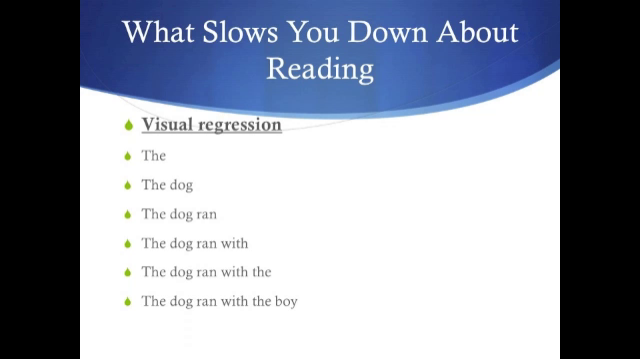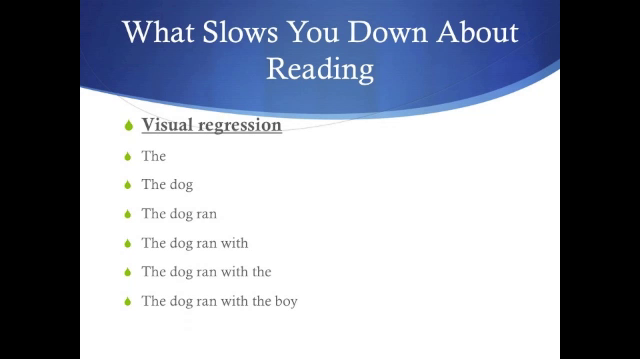If you don't, trust me, your eye is going to bounce all over the page and it's going to read the sentence, the dog ran with the boy. It's going to read that, the dog ran with, the dog ran with the boy, and it's going to slow you down. It's called visual regression. The biggest key to speed reading is keeping your eye moving in a fluid motion, keeping it moving in a fluid pattern. So you just see the sentence and then you keep moving. I have watched people double their reading speed just by learning how to keep their eye moving.